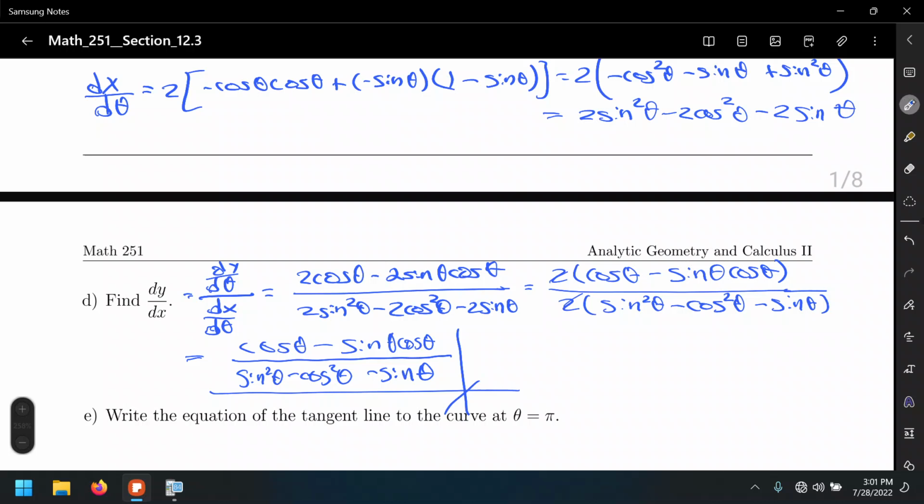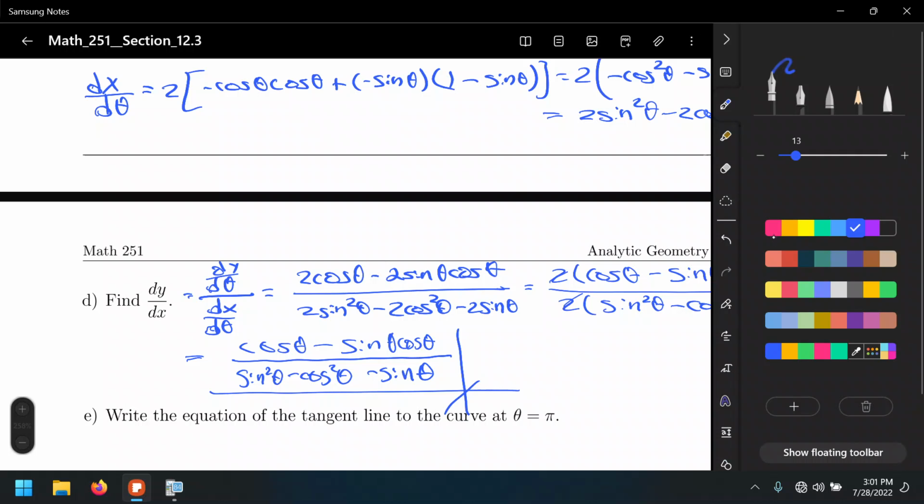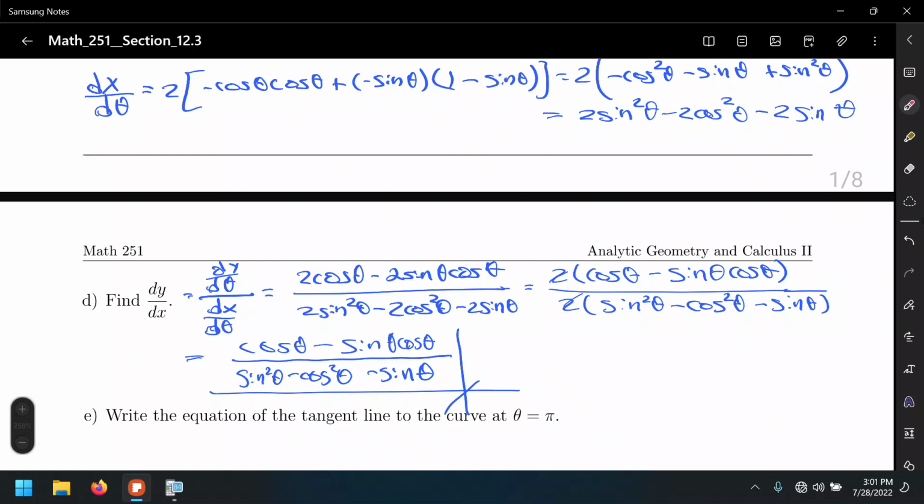But another version of this is if we replace with trigonometric identities. You know what? Never mind. Because I already looked. Never mind. That's fine.